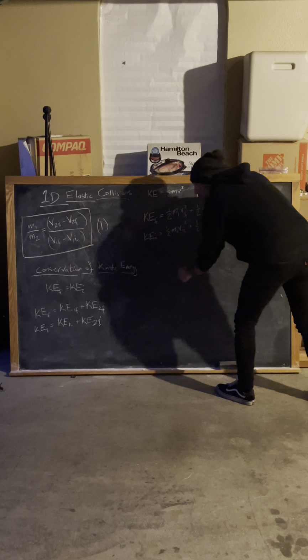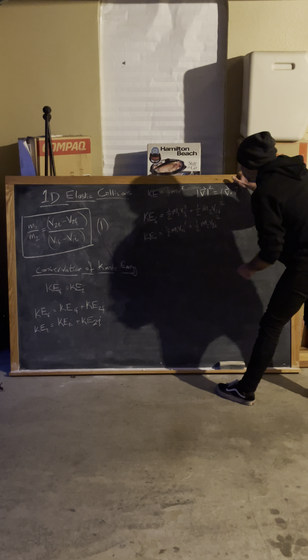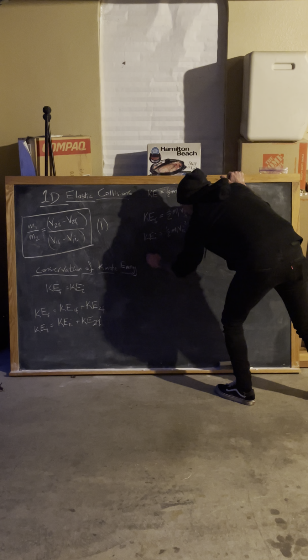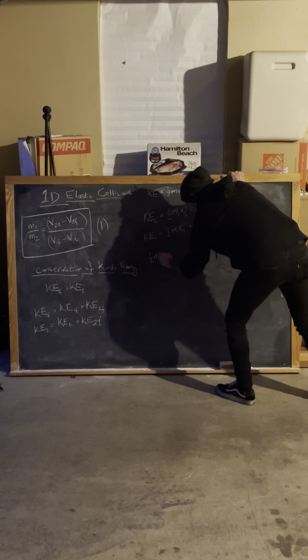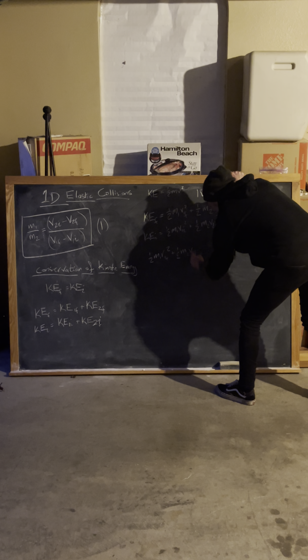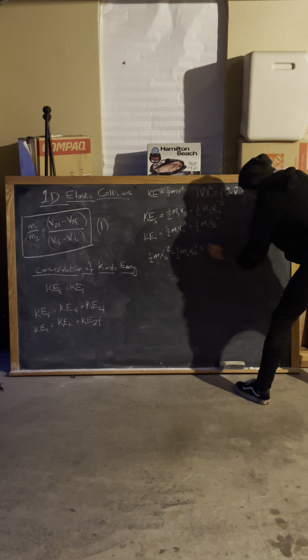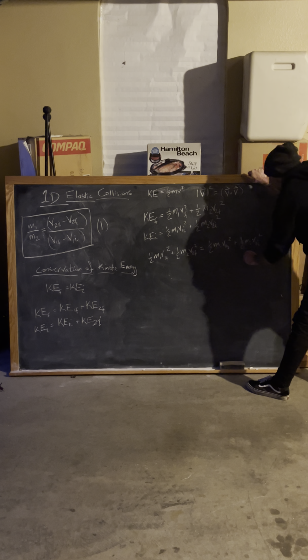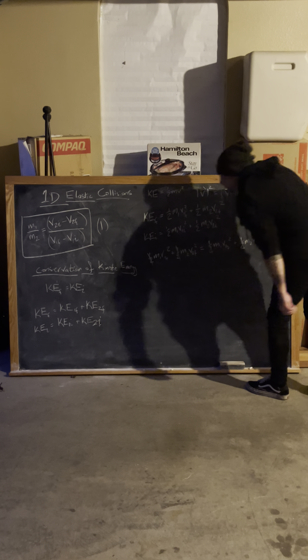Now setting these two equal to each other and applying the conservation of kinetic energy condition, we have 1/2 m1 v1f squared plus 1/2 m2 v2f squared is equal to 1/2 m1 v1i squared plus 1/2 m2 v2i squared. Now we can cancel out all of these 1/2s. They factor out and cancel.